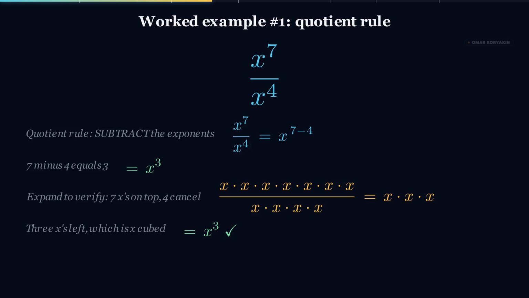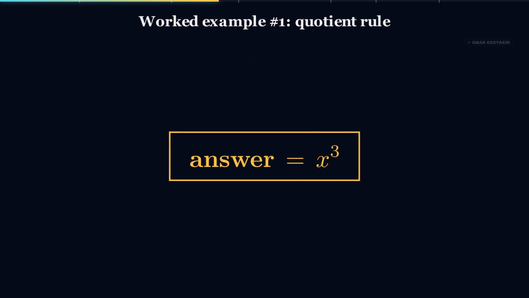Always being able to fall back on the expansion is what makes the quotient rule trustworthy, even when the exponents are large enough that you would never want to write out all the factors in practice. So the answer is x cubed. The lesson from this example is that the quotient rule is just a fast shortcut for the cancellation of x factors between the top and bottom of a fraction. Whenever you see same base division, subtract the exponents and skip the manual cancellation.